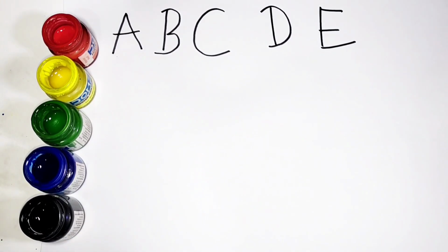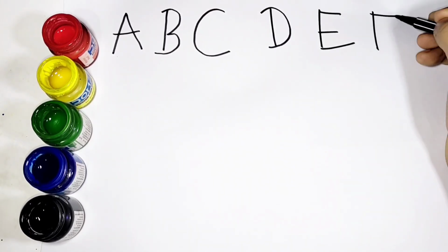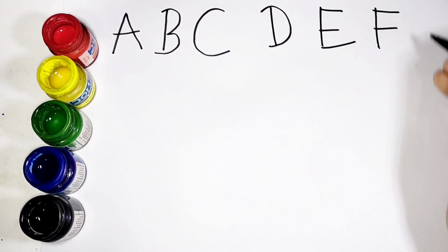Kids, the next one is E. E for egg. F for fish, F for fan.